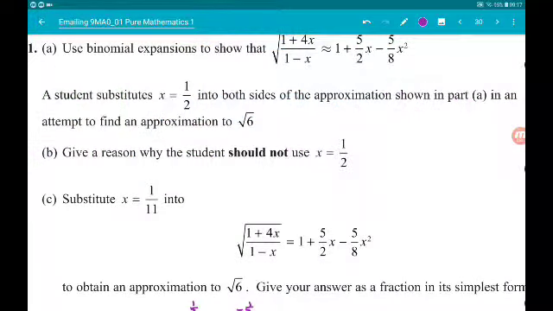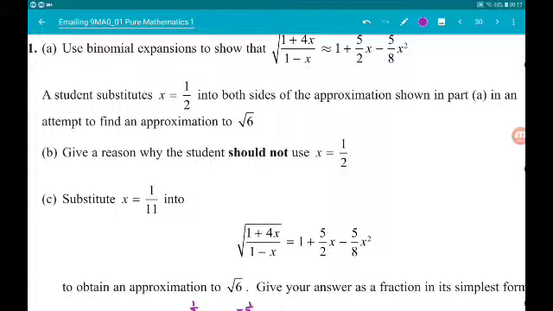Okay, then we're told a student substitutes x equals 1/2 into both sides of the approximation shown in part A in an attempt to find an approximation for root 6. Part B, for 1 mark, wants us to give a reason why they should not use x equals 1/2.